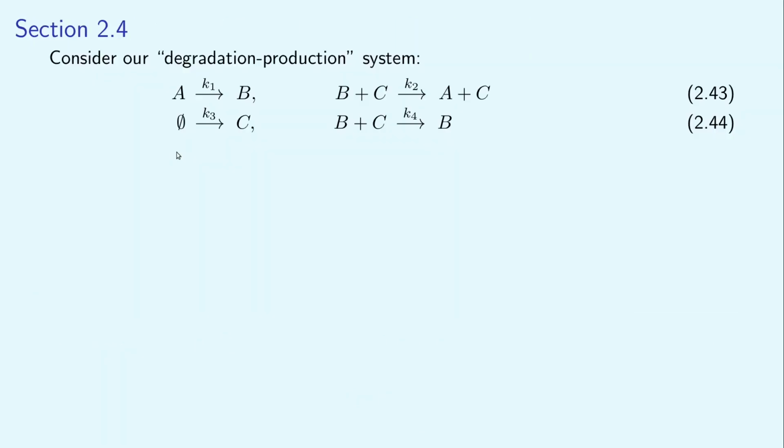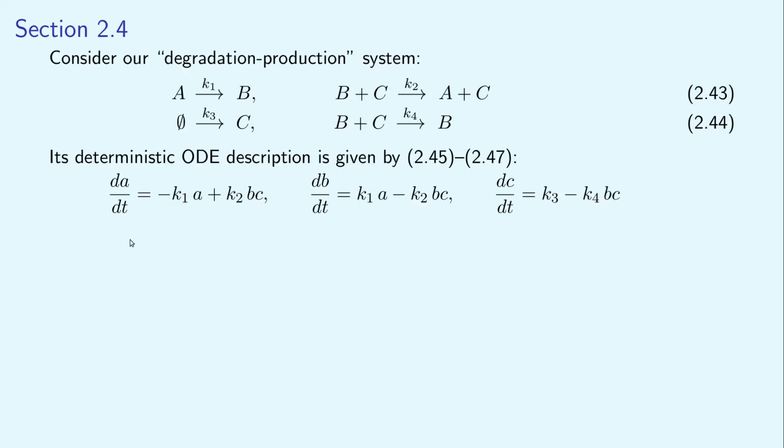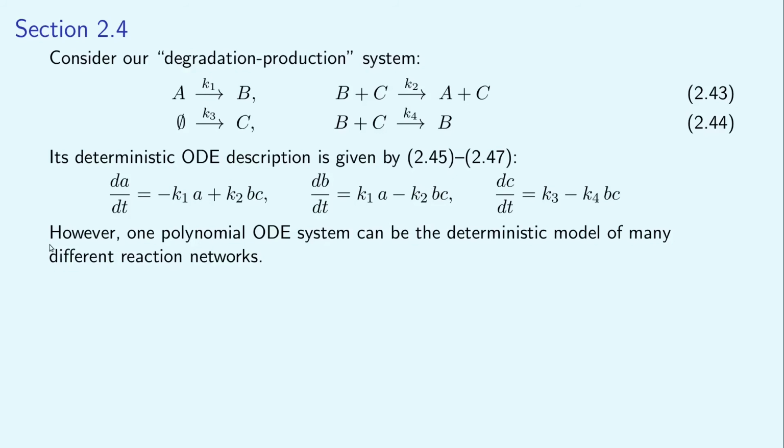So let us look in more detail into our new version of the degradation production system. It is written in terms of three chemical species A, B, and C. Its deterministic ODE description is given as a system of three ordinary differential equations for concentrations of these three chemical species. Again, I have denoted the corresponding concentrations by lowercase letters a, b, and c. However, one polynomial ODE system can be the deterministic model of many different reaction networks.